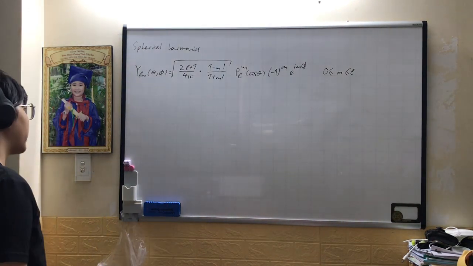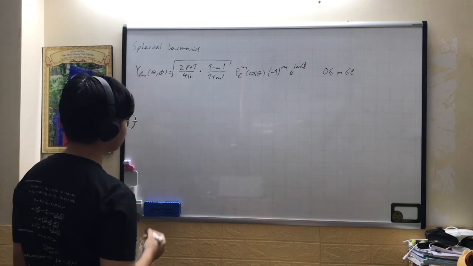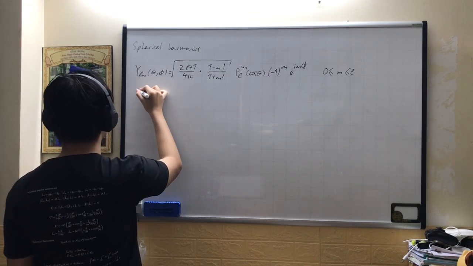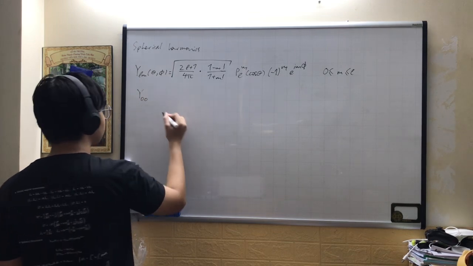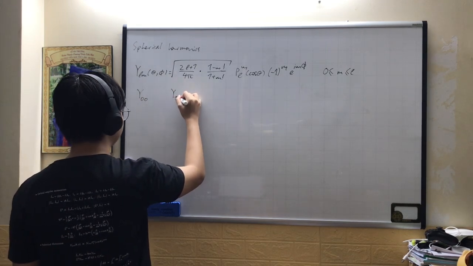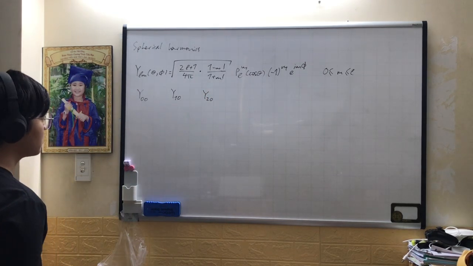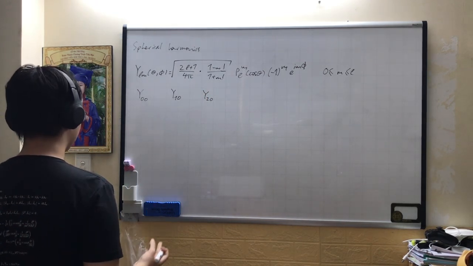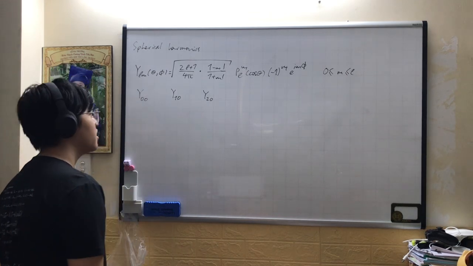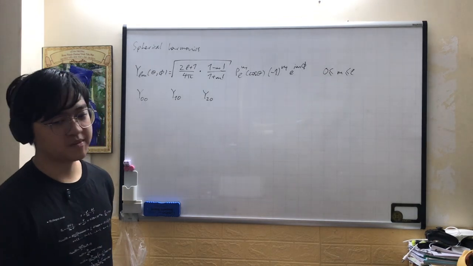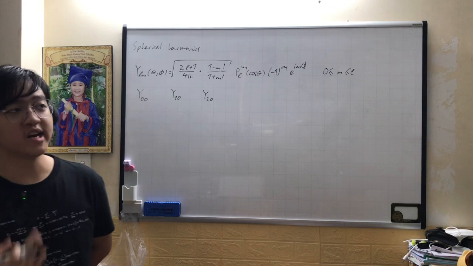Now let's take a look at some typical spherical harmonics, the easy ones that you're gonna see. So let's take a look at the Y00, Y10, and Y20. Why I don't pick Y01 or Y02 is because the m part, as I said before, does something, but it is not as prevalent as the L part.